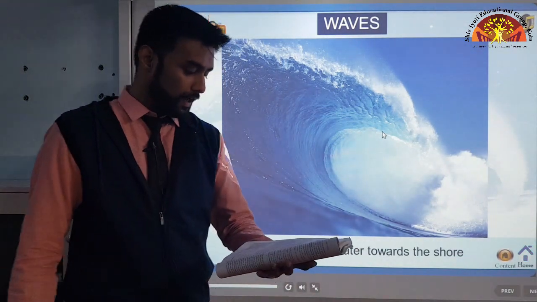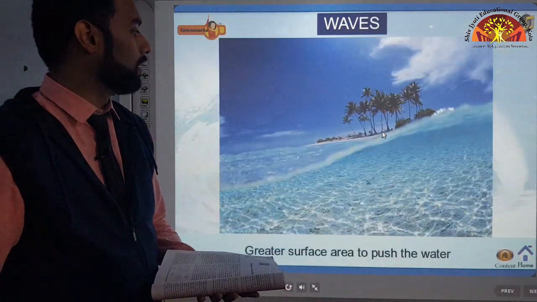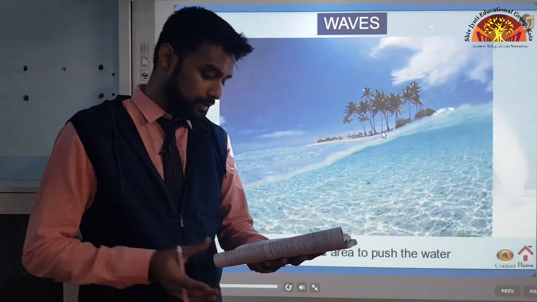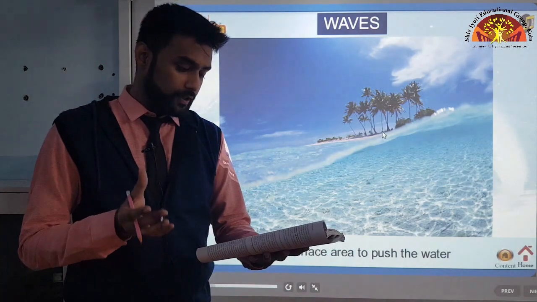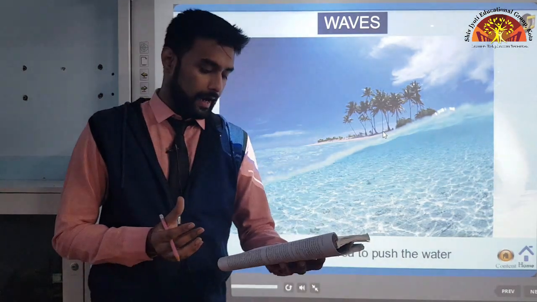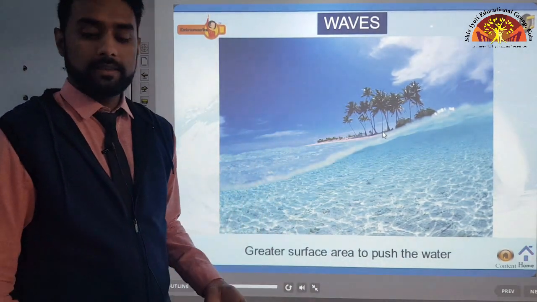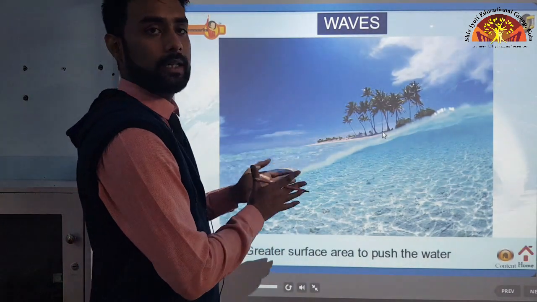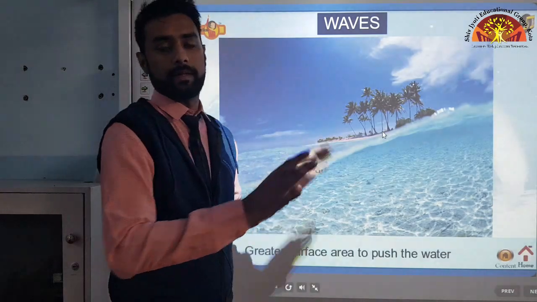Now, as a wave approaches the beach, it slows down. When the wave approaches the beach, it slows down because of the friction which occurs between the dynamic water and the sea floor. Okay, so as the wave approaches the land, the beach, the coastline, it will slow down and dissipate.